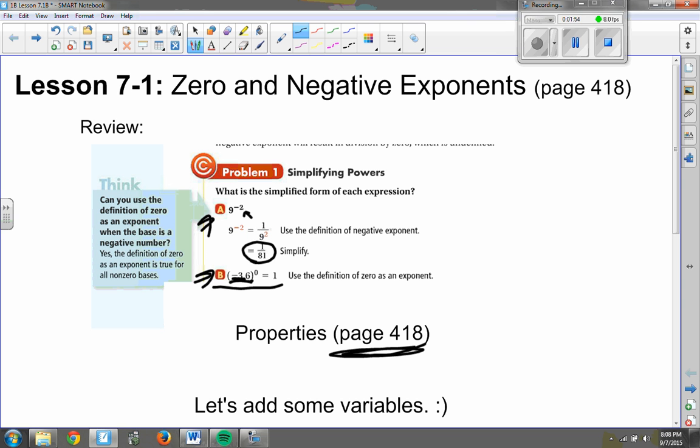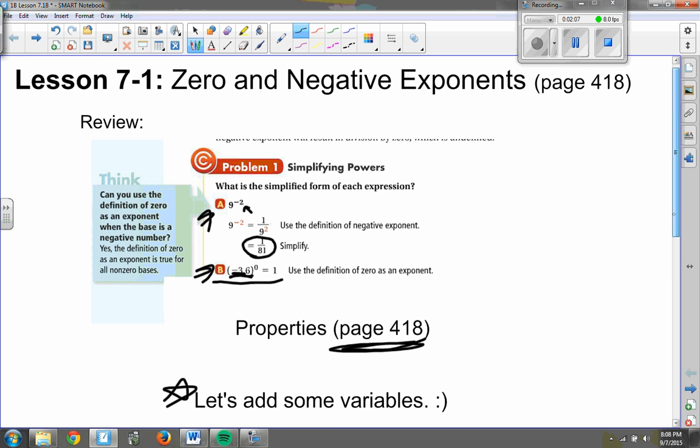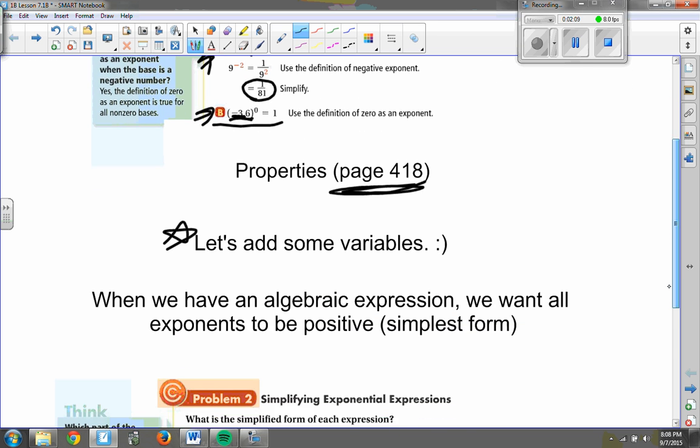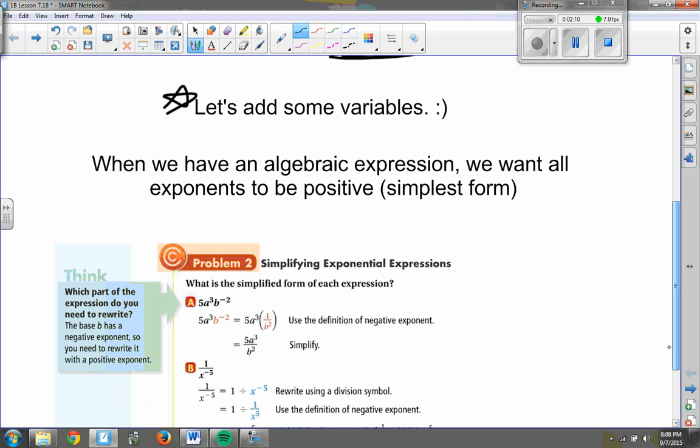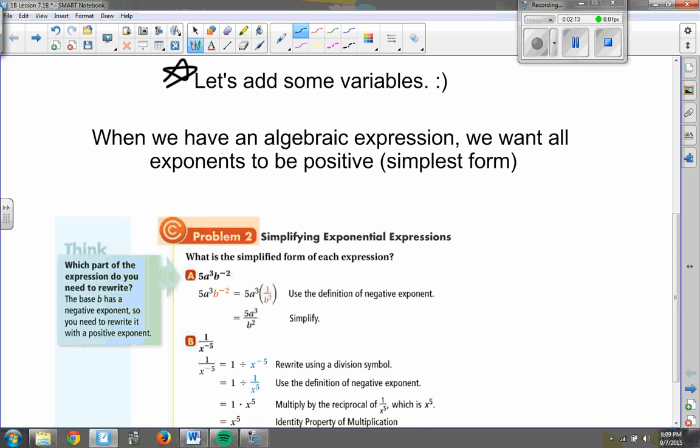But today, we're going to talk about how to turn this into algebra. And the way we're going to do that is to add in some variables, some letters, x's and y's and b's and m's and n's and all kinds of other crazy things. Okay, so look at the next page with me, page 419. We're going to start in the middle towards the bottom, actually, with problem 2.